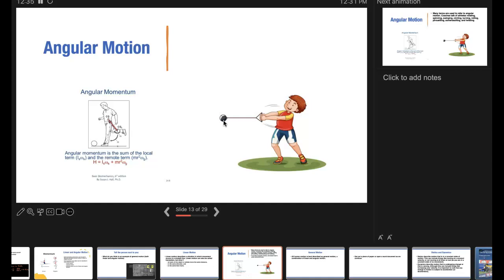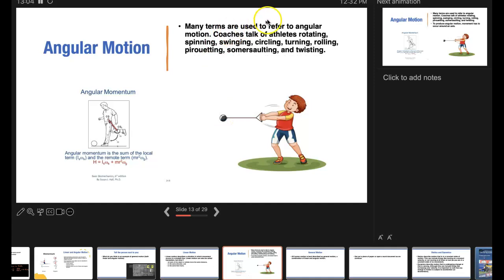And then angular momentum. And I love this as a whole terminology there. So angular momentum is the sum of the local term and then the remote term. So it would be how far the knee, the ankle, and everything is moving in order to quantify how hard somebody kicks the ball. One of your classmates last year did how far back the foot went compared to how fast they kicked it. It was one of the research projects that they did at the end of the year.